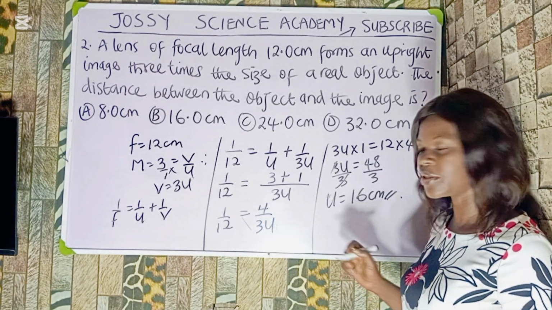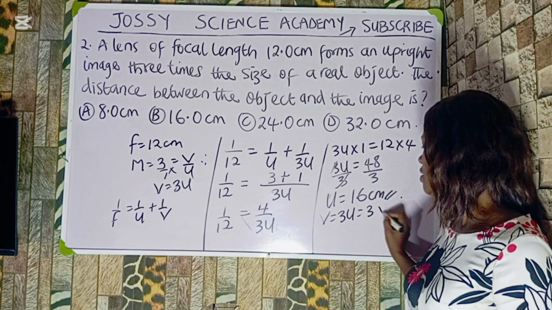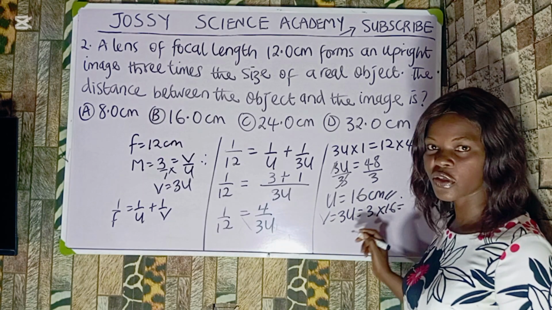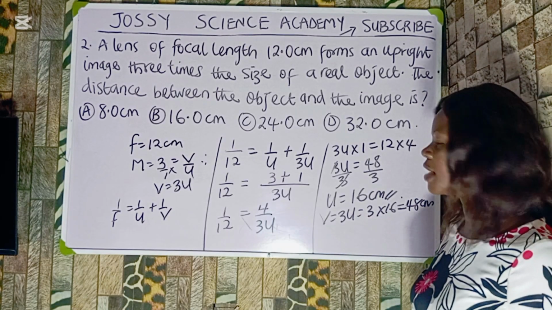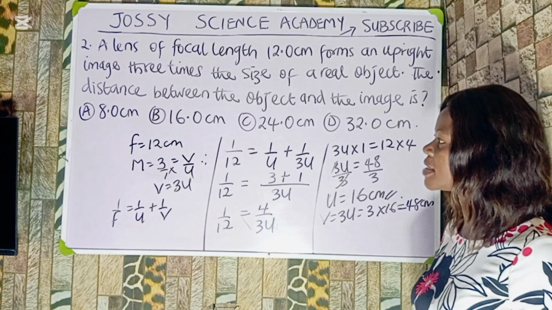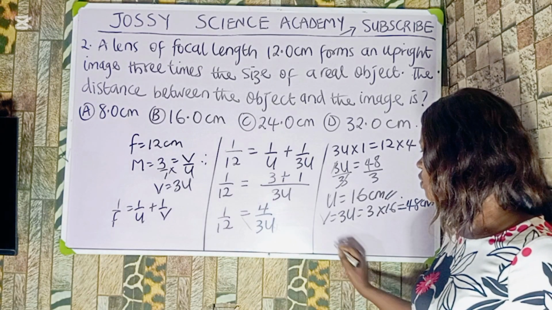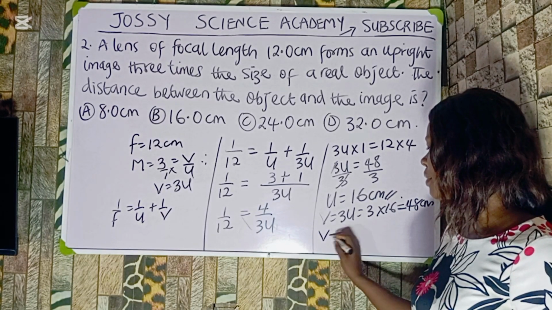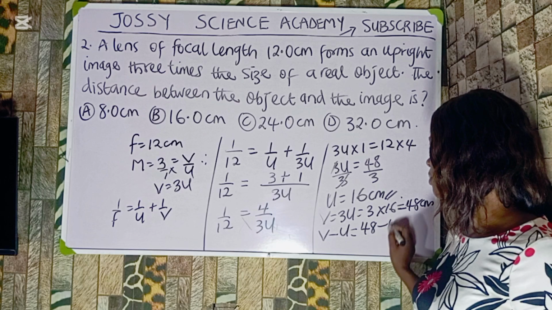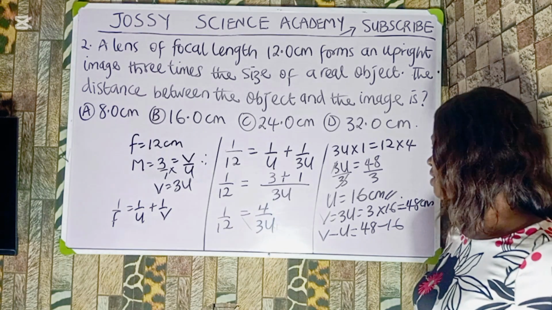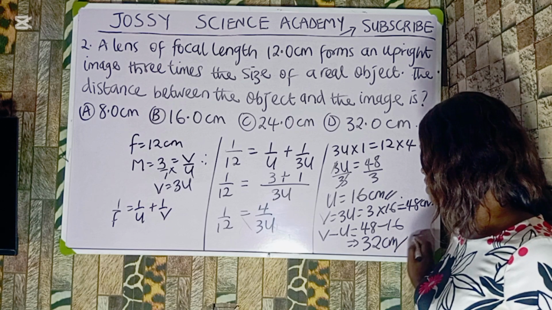So what is my image distance? My image distance is 3u. That is 3 times 16, which is going to give me 48 centimeters. Okay, now the next thing we are going to do is to get the distance between the object and the image. So that's the difference between them. So we can say this is v minus u. That is 48 minus 16. Then the answer is going to give us 32 centimeters. I hope that is clear.